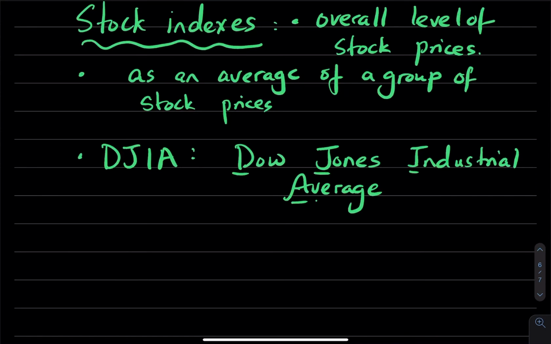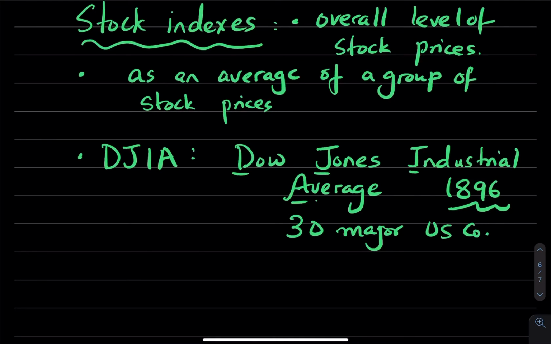which has been computed since 1896. So it's one of the oldest, and it really is just an average of the prices of the stocks of 30 major US companies. These would include Microsoft, Boeing, Apple, Walmart, and other big companies like that.